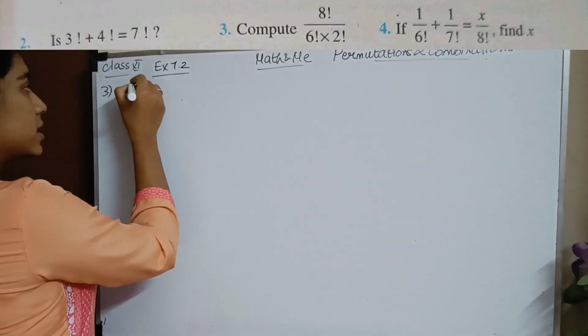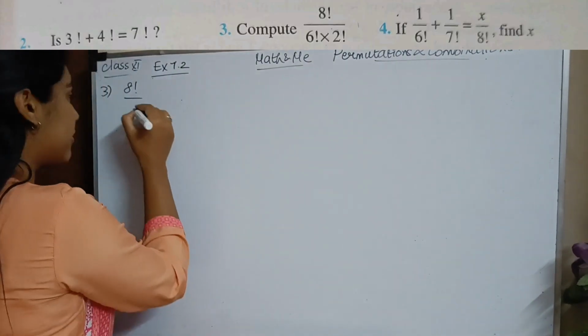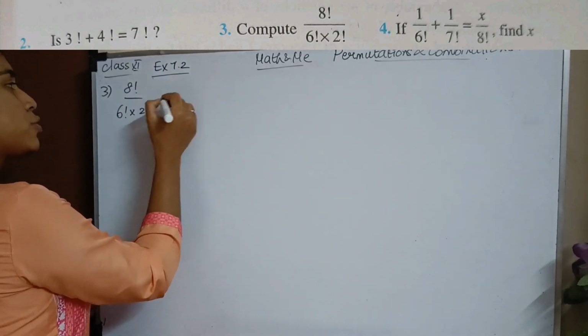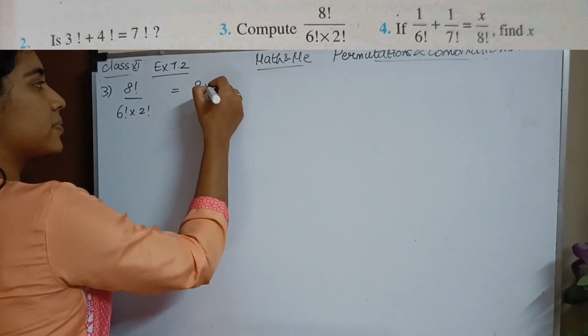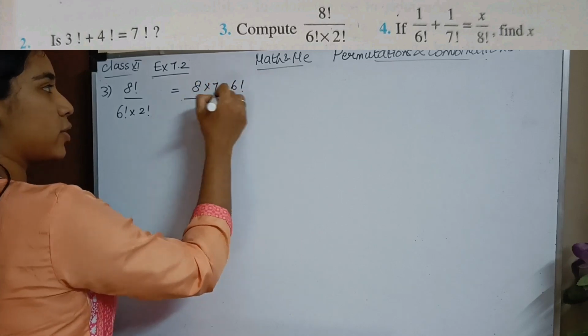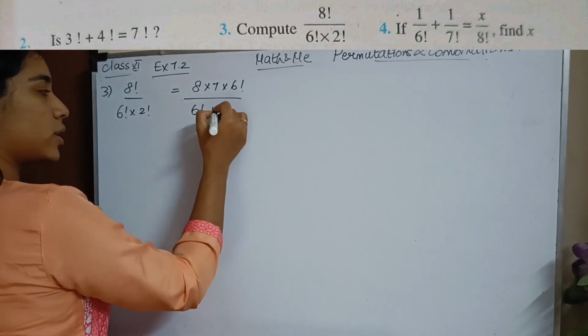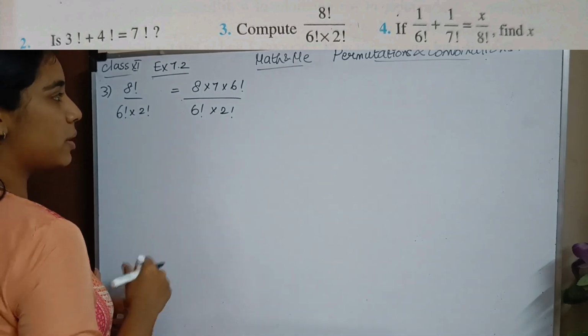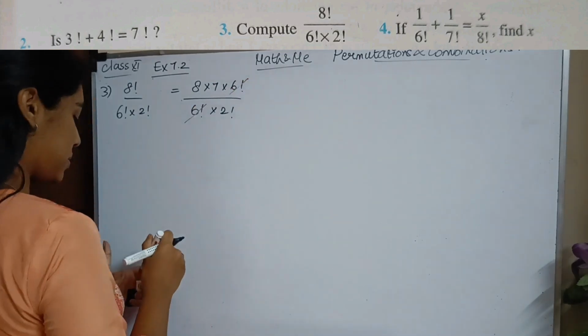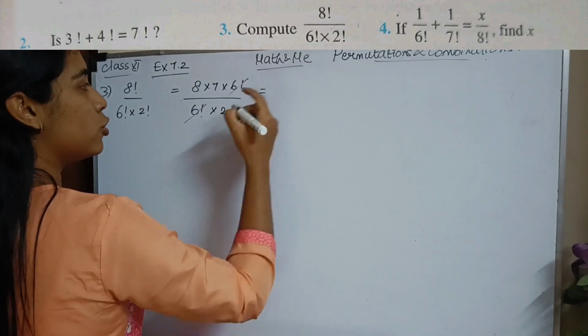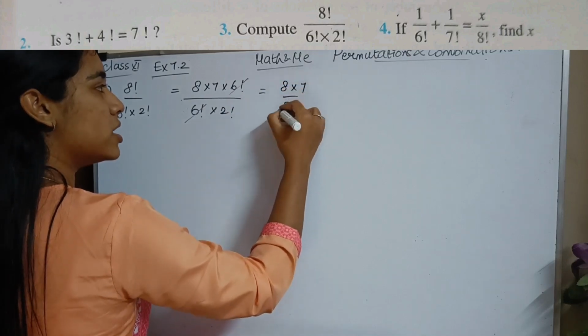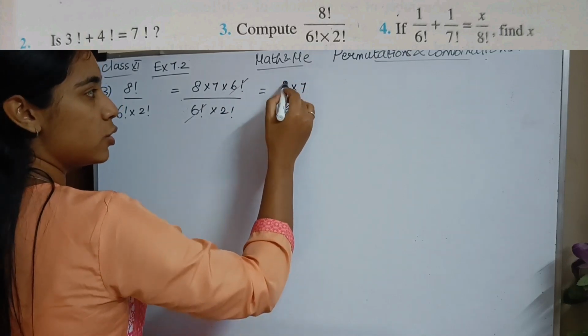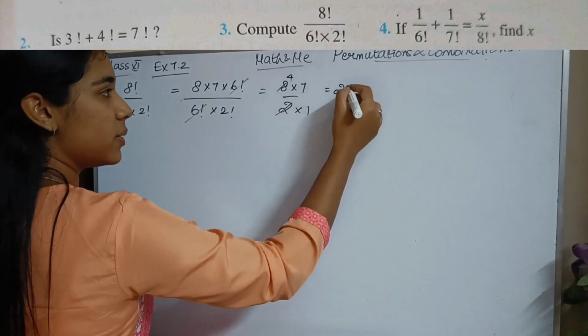Question number 3. Compute 8 factorial divided by 6 factorial times 2 factorial. So 8 factorial is 8 into 7 into 6 factorial, divided by 6 factorial times 2 factorial. I stopped with the 6 factorial because I have a 6 factorial in the denominator. So this and this will get cancelled. What am I left with? 2 factorial, and that is 2 into 1. So I'll have 2 into 1 in the denominator. 2 fours are 8. So 7 fours are 28.